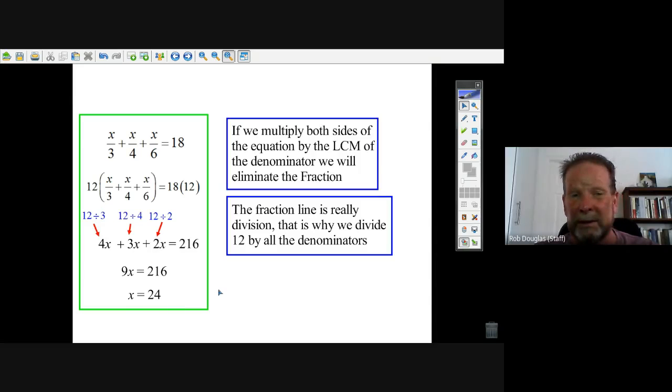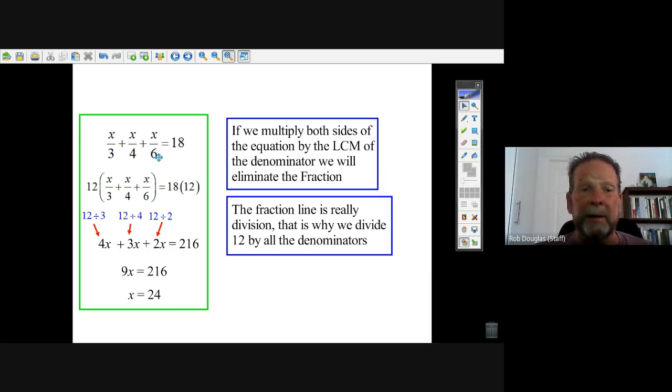Let's look at another one that's a little bit harder. What if you had three numbers, 3, 4, and 6? x over 3, x over 4, x over 6 equals 18. What you have to do is multiply by what's in the denominators, but you pick the smallest number that 3, 4, and 6 will go into.